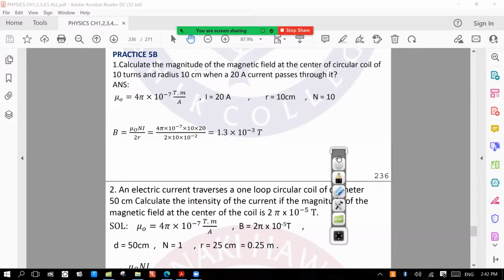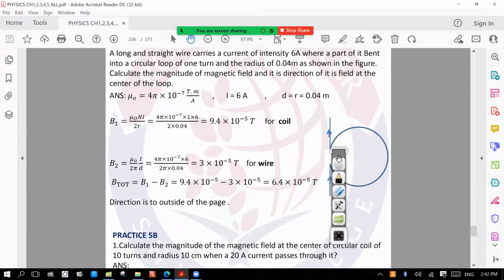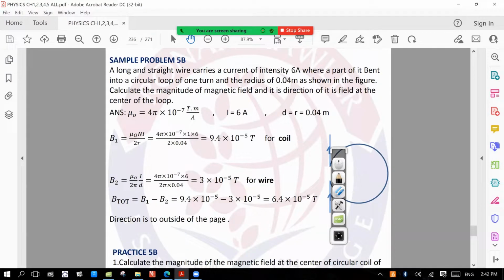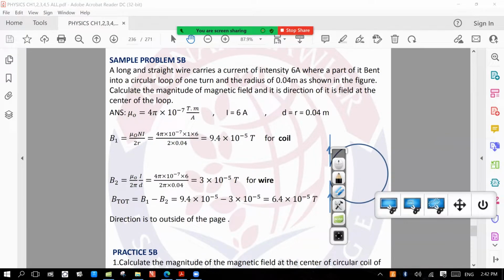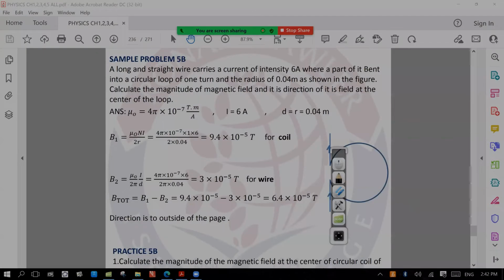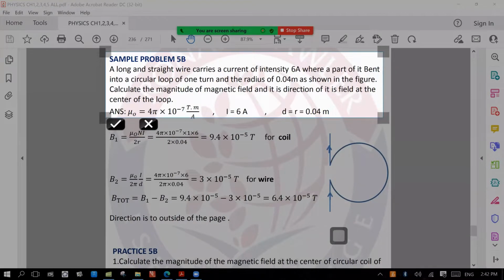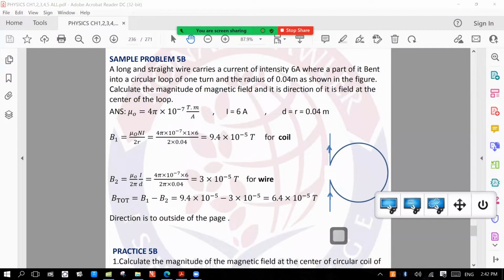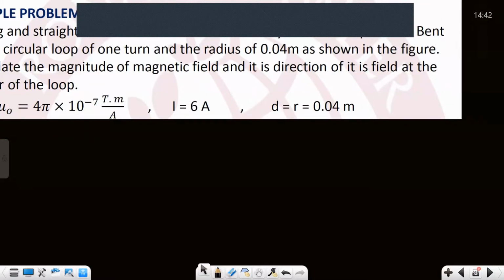Now let's go for the previous question, the sample problem question. In that question, we studied 2 formulas. One of them for the straight wire, the other one for the circular loop coil. In this question, we combine them both together. Now let's take a screenshot and then go to the other side, to the empty blank page. Okay, now let's go ahead.